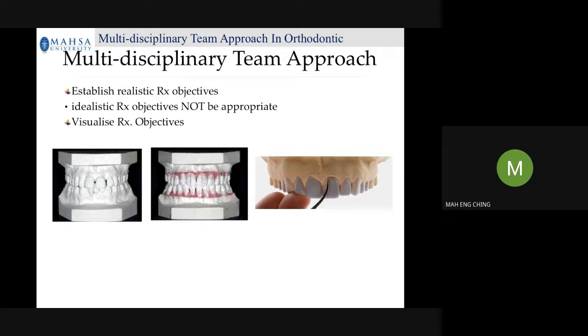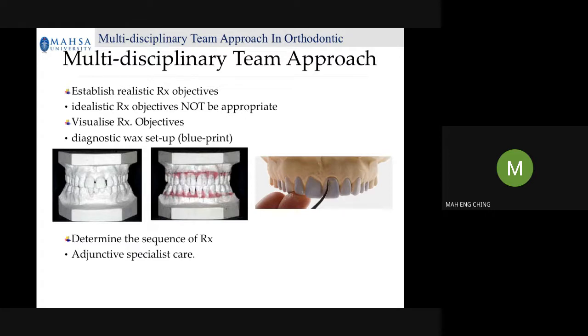So you have to visualize the treatment objective. If you cannot see the final result, you cannot visualize it, then most probably you can't achieve the result. So you have to be able to visualize the final treatment outcome. Diagnostic workup, like I say, is very important. You have to determine the sequence of treatment. After everyone agrees with the treatment plan, we have to determine who will start first: the orthodontist, the periodontist, or the restorative dentist. Who will come first, who will come later. So that's the final plan.